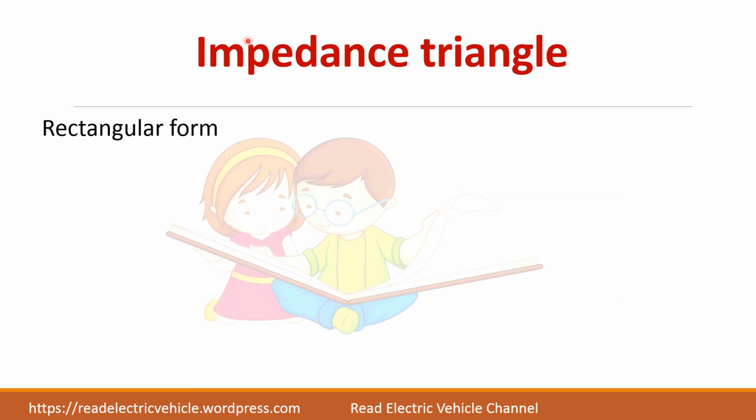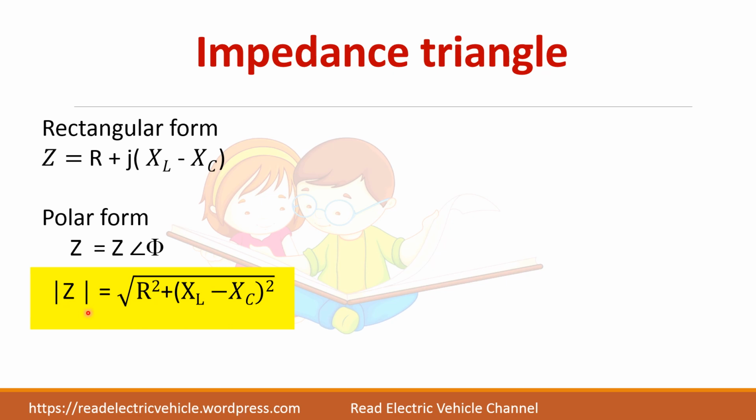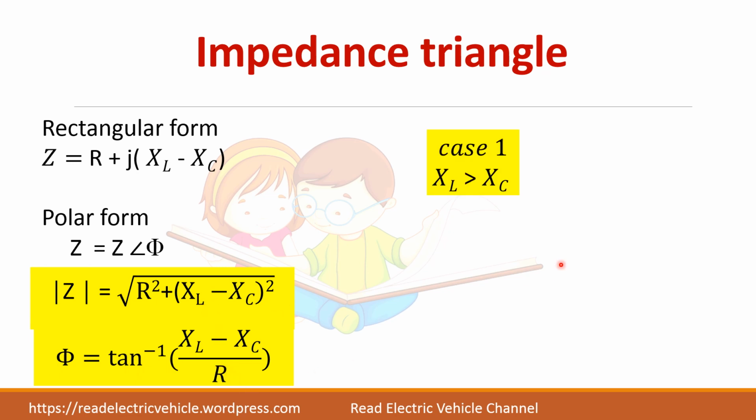Now we will draw the impedance triangle. So in rectangular form, impedance is given by R plus J into XL minus XC. In polar form, it is Z angle of phi. So what is Z? Root of R square plus XL minus XC the whole square, and phi is tan inverse of XL minus XC divided by R.